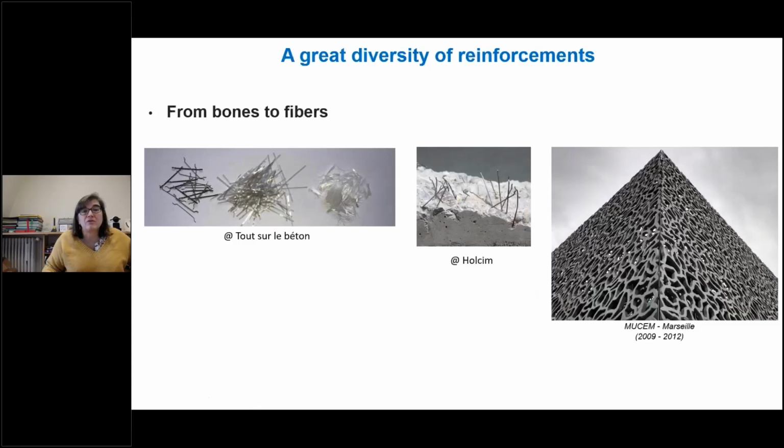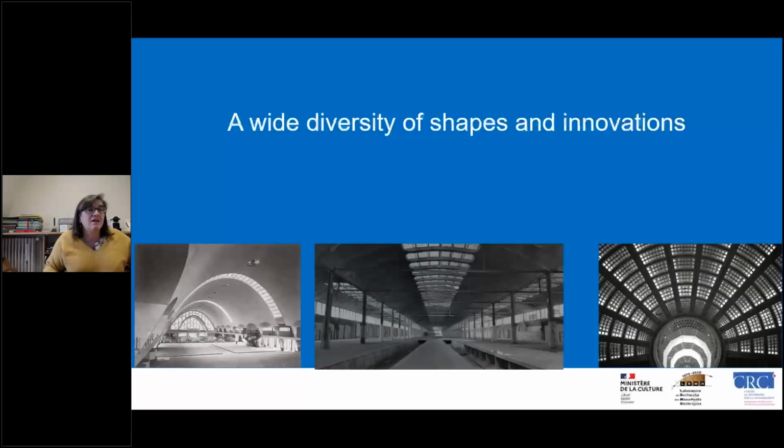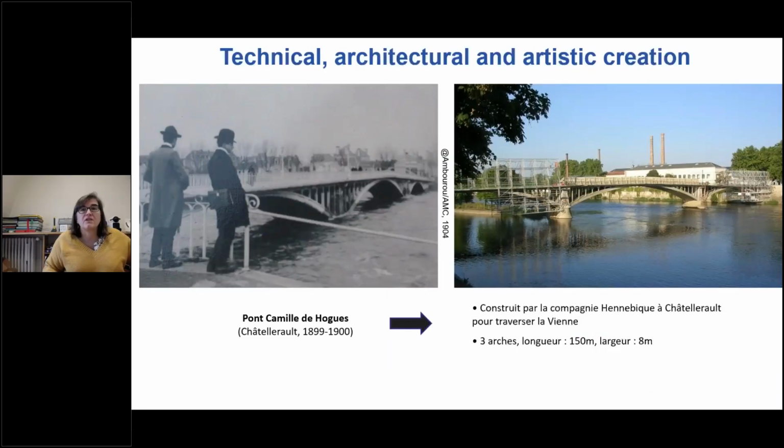And then we have the fibers that we can find in a museum, for example, in Marseille. Then we have a wide diversity of shapes and innovation. Concrete has been a vector of technical, architectural, and artistic creation. Here you've got the example of one of the first bridges, in Châtellerault in 1900. It was 150 meters long, 8 meters wide, with 3 arches. It is one of the first ones.